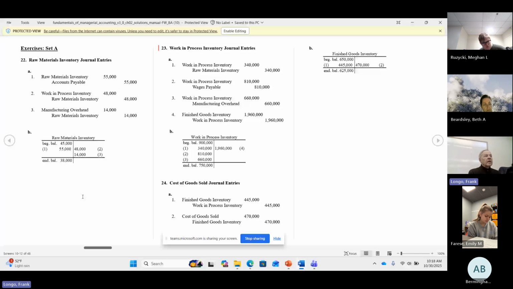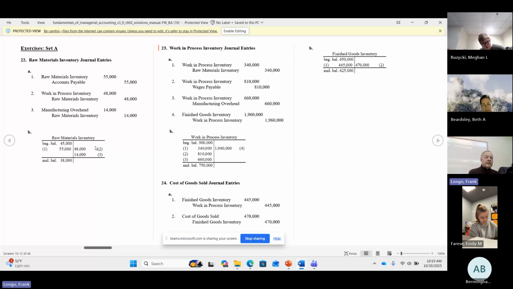So the ending balance in raw materials is $38,000. How do we get that? The beginning balance was $45,000. $55,000 was added with the purchase. And then $48,000 and $14,000 were removed from raw materials to put in process. So you see the T account? The left side, that's the debit. That's the plus side. The right side is the credit, the minus. So the balance is $38,000.